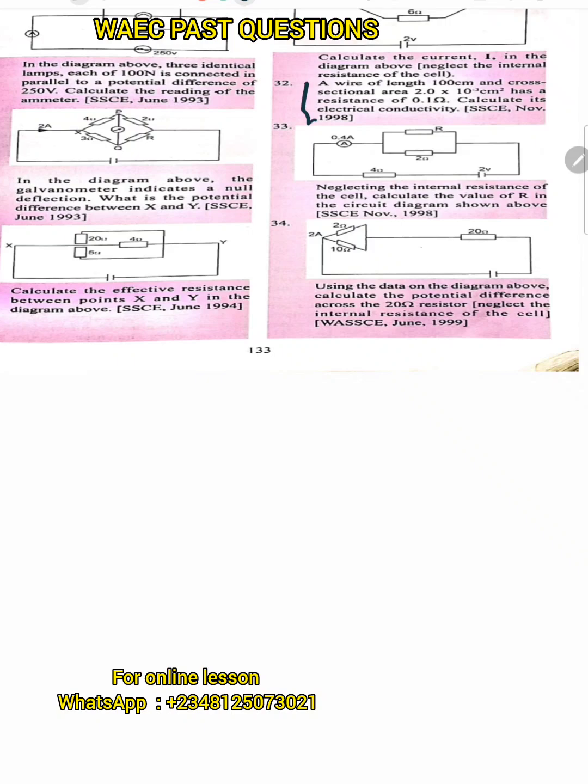Now, electrical conductivity of any given conductor or material is equal to the reciprocal, 1 all over the resistivity. So from this question, we need to calculate the resistivity of the material, which is the wire.